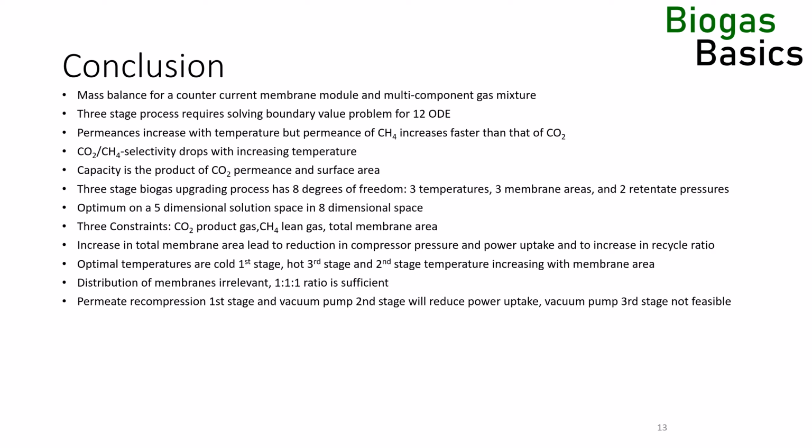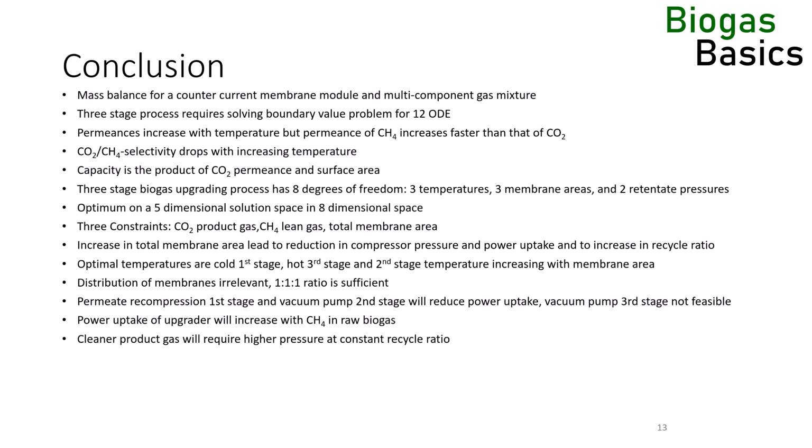Variations of the input and target output gas qualities impact the power demand and recycle ratio of the plant. Increasing the methane content of the biogas leads to a higher power demand per cubic meter biogas processed, but to a lower power demand per cubic meter biomethane produced. A lower CO2 content in the product gas leads to a lower pressure and power demand at constant recycle ratio. A higher methane slip over 1% does not lead to a lower power uptake, but lowering the CH4 slip results in a higher power demand.